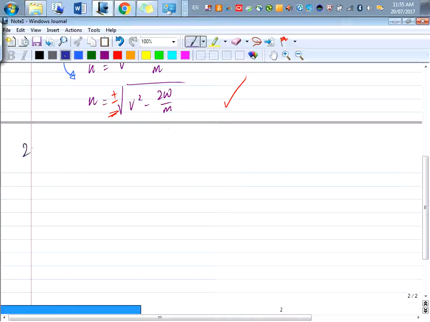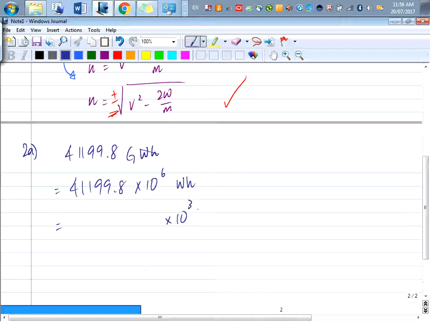Okay, question 2a. Total amount of energy consumed into kilowatt hours. So 41199.8. Right now this is gigawatt hours, right? That means this is 41199.8 times 10 to the power of 6 watt hours. You want to convert this to kilowatt hours, meaning eventually I want it to be times 10 power 3 watt hours. Okay? This portion over here is my kilowatt hours.